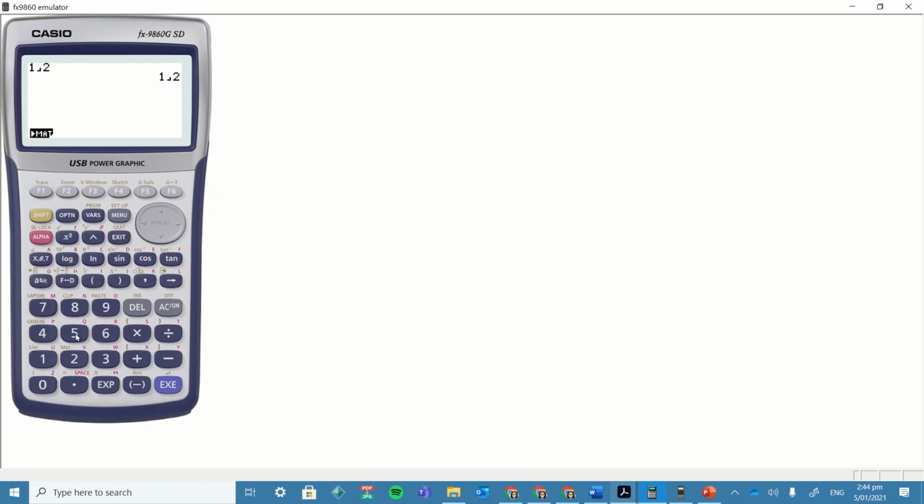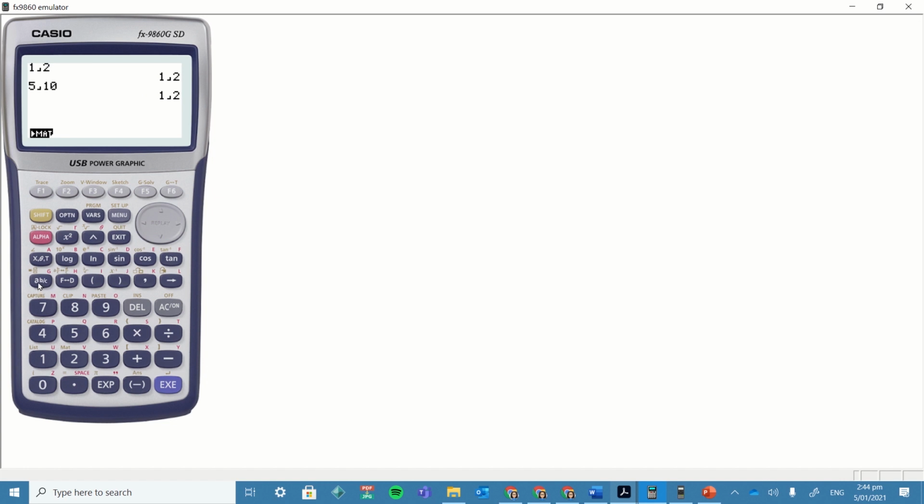Now if I had a fraction 5 over 10, hopefully we can recognise that that's the same as a half. And so when I press the equals or execute, it simplifies it automatically to a half for me. So that's quite useful, that the calculator will simplify fractions for us.